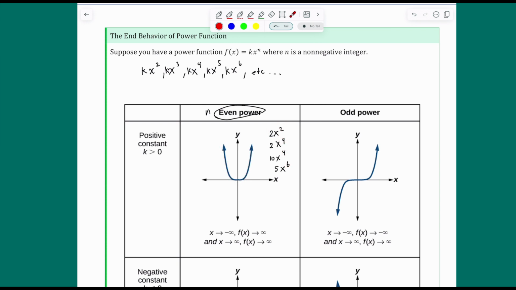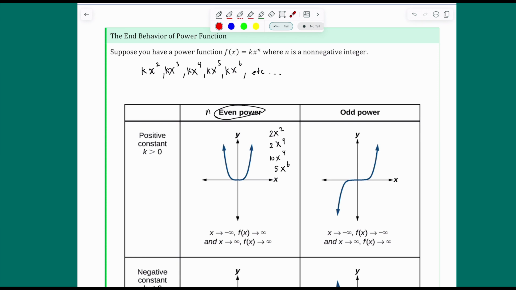Okay, so what we're interested in is what happens as x gets really big, in either the positive direction or really small, or gets big, I like to say, in the negative direction. What's going on with the y values? What you'll see here is that the y values increase as x goes to positive infinity, and they also increase as x goes to negative infinity. So we could describe that as x approaches negative infinity, f of x goes to positive infinity.